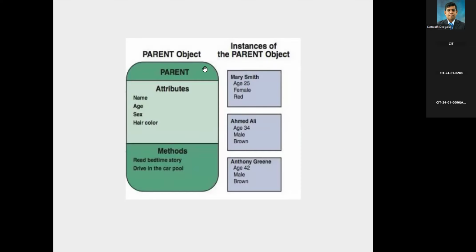Okay, so here is an example. If you take the parent object, we have a set of data, which we call attributes. So we have here name, age, sex, and hair color. Same as the processes, which we informally call methods. We have two methods: read bedtime story, and drive in the carpool.